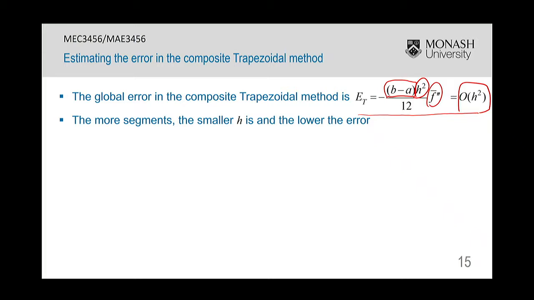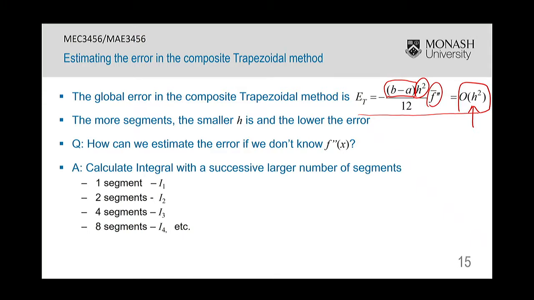So the more segments, the smaller h is, and the lower the error, at least within certain bounds. As we saw previously, if we make too many segments, we then begin to see the effect of round-off error. But within limits, the more segments, the lower the error. So one of the questions that arises, of course, is, well, we might know that the error scales like h squared, but how can we estimate how big it is if we don't really know anything about the second derivative of the function that we're trying to integrate?